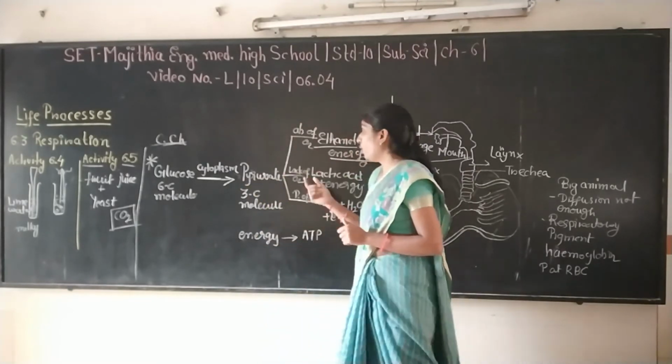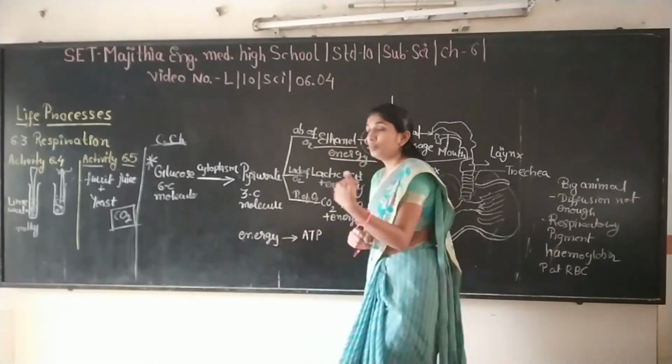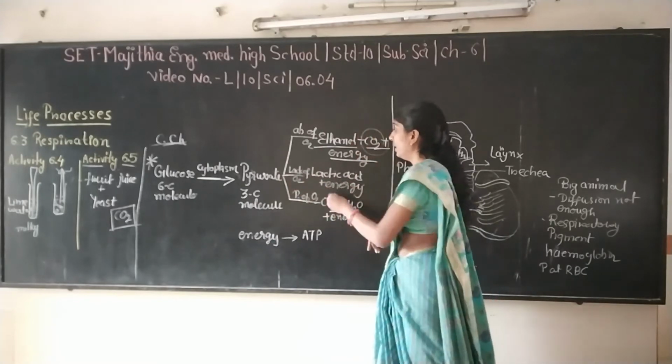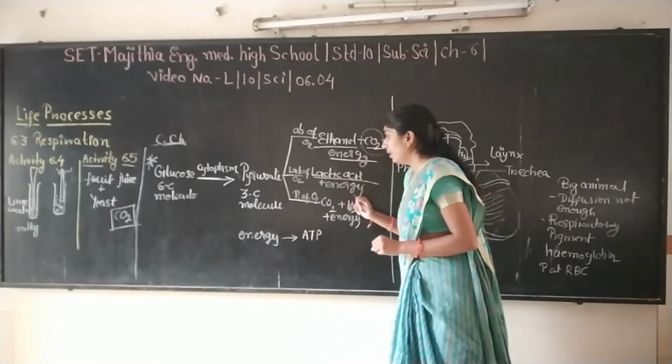Pyruvate, lack of oxygen. Generally in our body, in the muscle areas deep inside the body, this is possible. Lack of oxygen, in that case it is going to convert into lactic acid and energy.